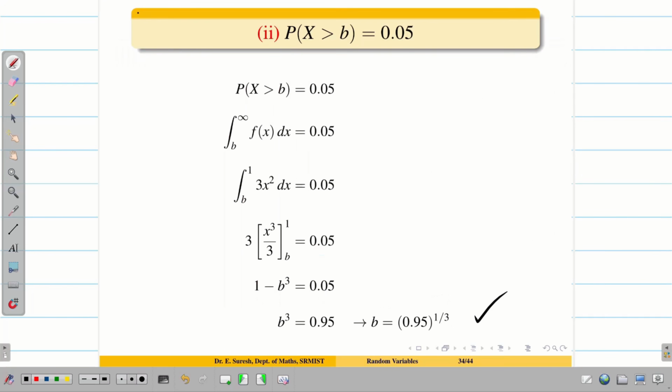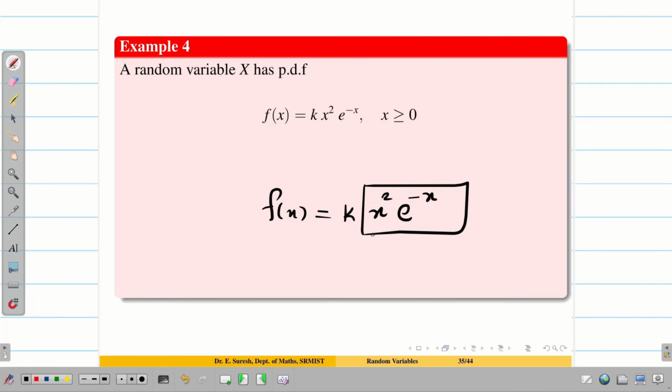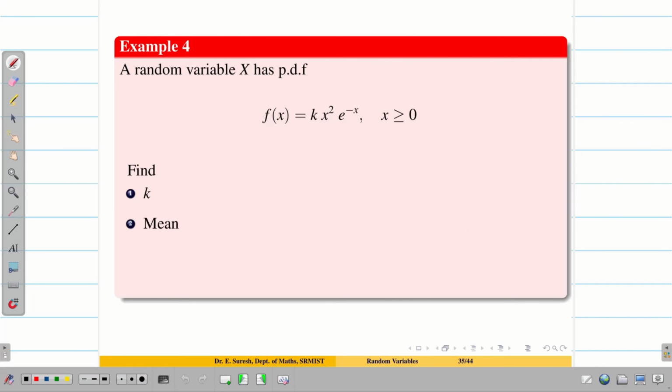Hope you understand, students. Next, we are going to see one more interesting problem. For a given random variable, f of x is equal to k into x square e power minus x. In all the previous problems we saw, we had only one function. But here, we have a function which is x square multiplied with e power minus x. We have to solve the problem with utmost care. We have to find the k value first, then mean, variance, and then E of 3x square minus 2x.